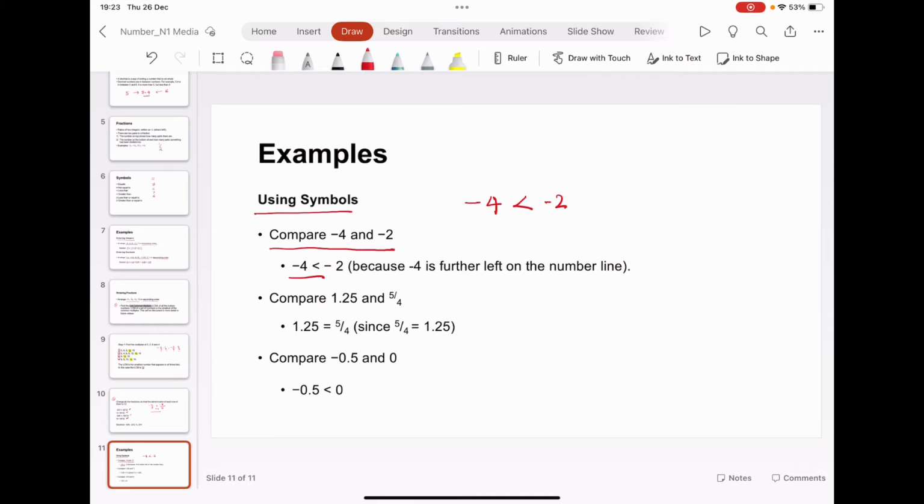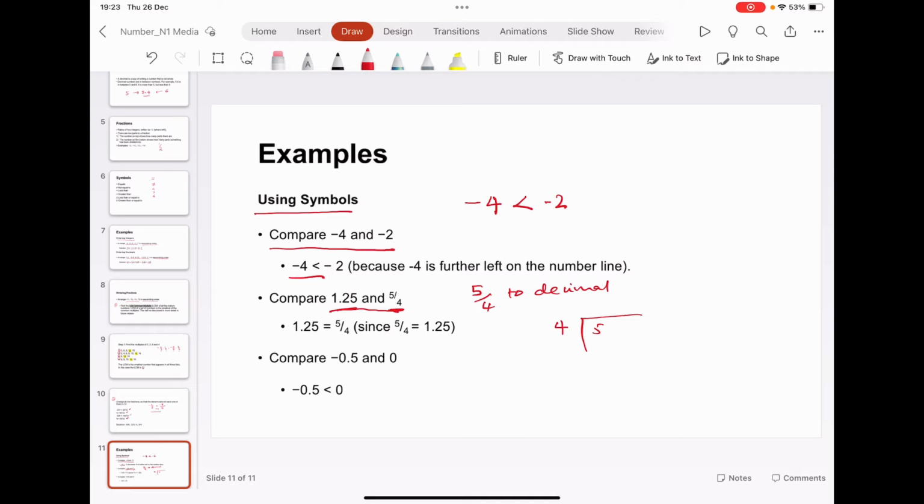The next example is comparing 1.25 and 5 over 4. Now, this is a decimal and this is a fraction, and we can't compare them without changing both of the numbers, either both to decimal numbers or both to fractional numbers. So let's change 5 over 4 into a decimal. And we can use the long division rule.